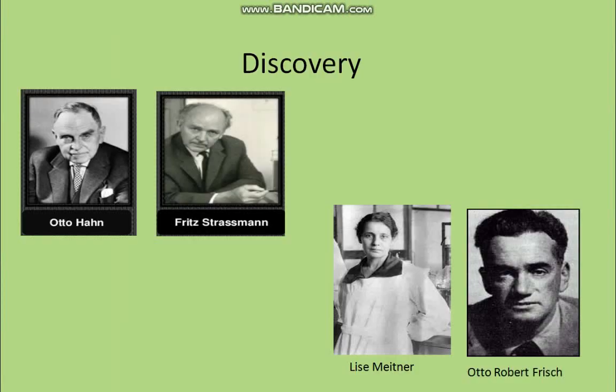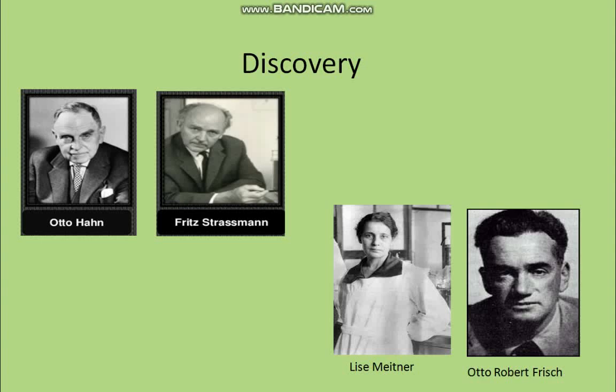Nuclear fission was first achieved by the team led by German chemist Otto Hahn in 1938. Along with his colleague Fritz Strassmann, Hahn found that uranium atoms could be split by bombarding them with neutrons. Then Hahn contacted Lise Meitner, a former colleague and physicist based in Sweden.